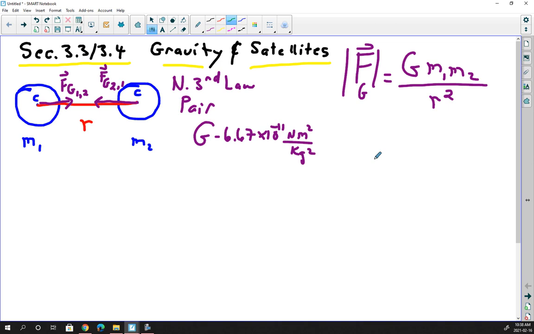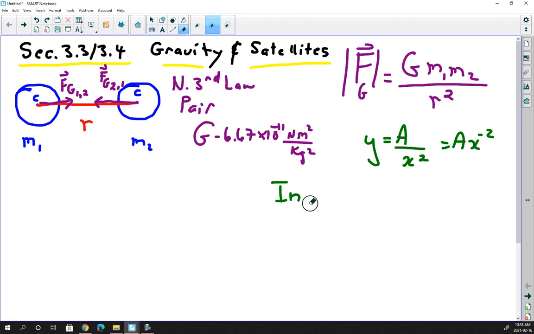So when you're looking at this function here, it's definitely an inverse square function, however you want to write this. So we say that the strength of the gravitational force follows the inverse square law. That's what it follows.